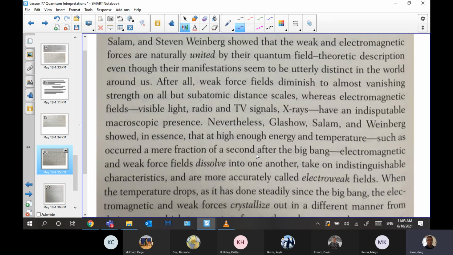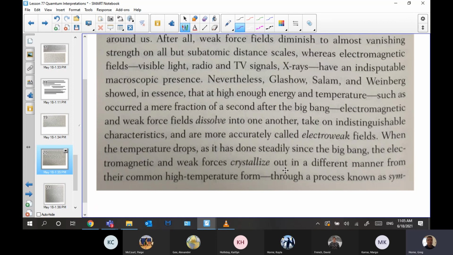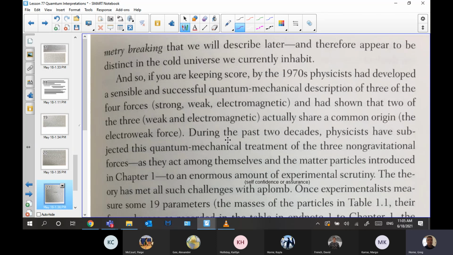effect or influence. Nevertheless, they showed, in essence, that at high enough energy and temperature, such as what occurred near the time of the Big Bang, the electromagnetic and the weak force fields dissolve and become one another. They take on indistinguishable characteristics. They're part of the same coherent framework called the electroweak fields. As the temperature drops, of course, they separate out into these apparently different phenomena, but fundamentally they're actually one and the same, and the equations work amazingly.